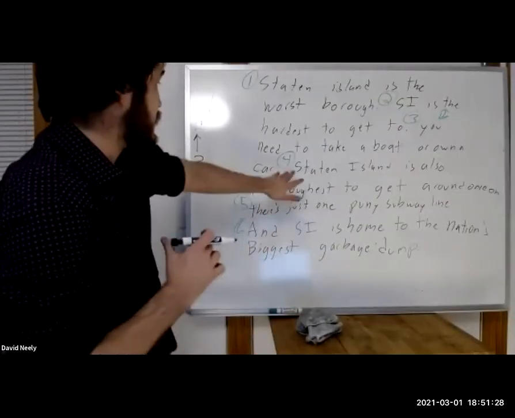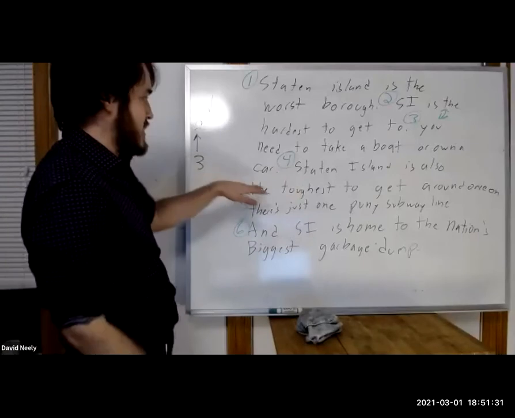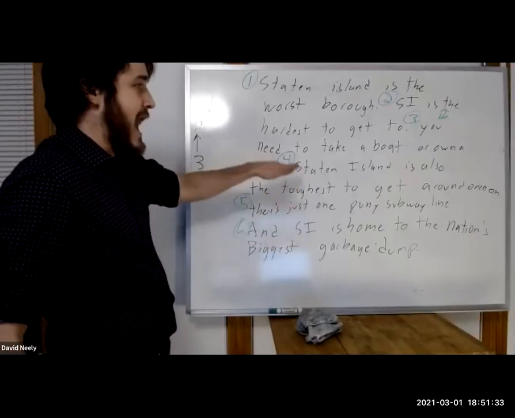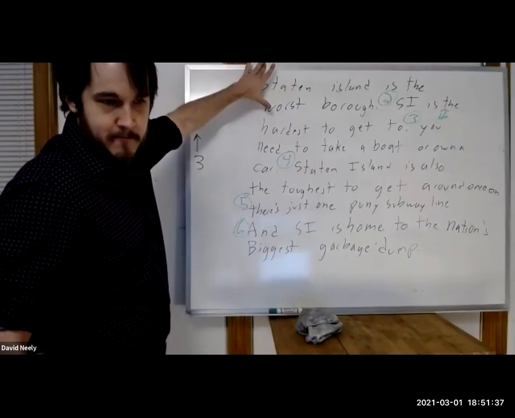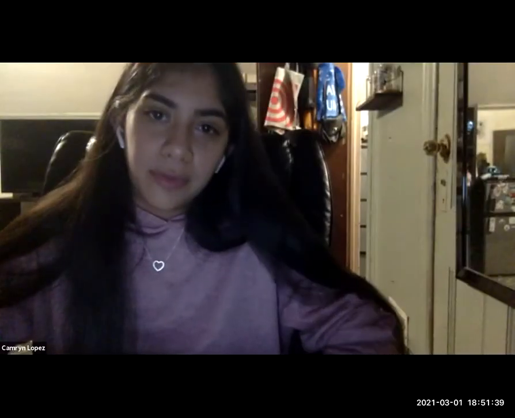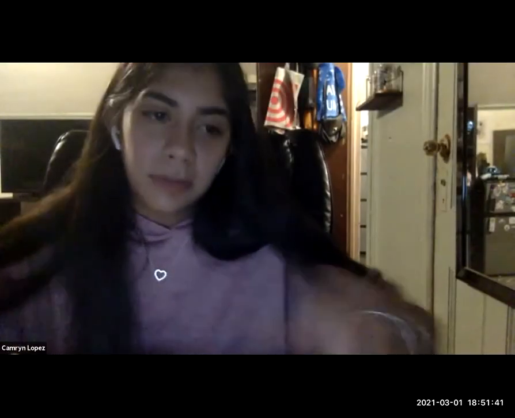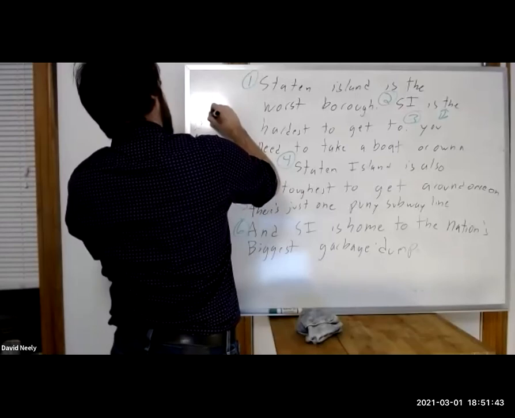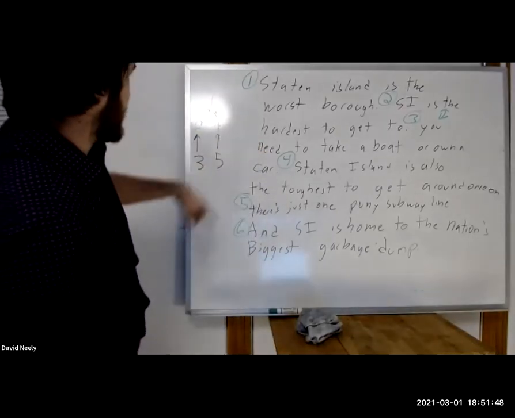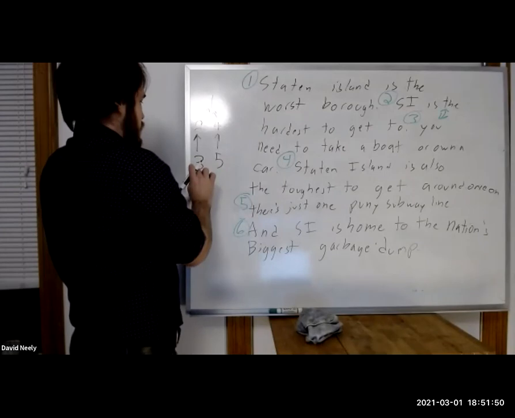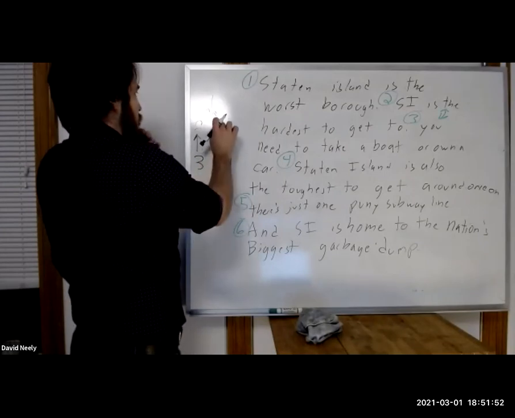Serial. Did you say serial again, Cameron? Yep, they are another set of serial. So 4 and 5, and again, which one is proving which, and which one is directly proving that Staten Island's the worst? 5 proves 4, and 4 is proving 1, the conclusion. So 4 proves 1, and 5 proves 4. So that's what we've got here.